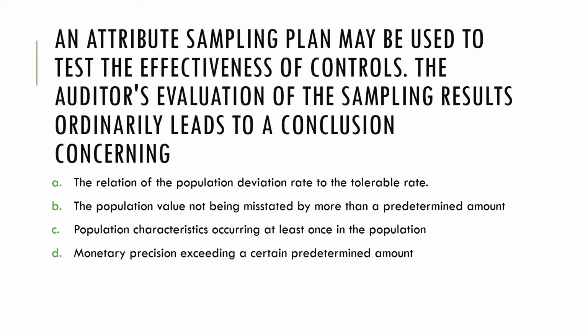For this, we once again recall this is a test of controls, and therefore we could already effectively eliminate choice B because it talks about a misstatement of a value, which is more appropriate for substantive testing. We could also eliminate choice D, or Delta, because it is referring to a monetary precision, more appropriate for substantive testing. This now leaves us with two remaining choices, either Alpha or Charlie.